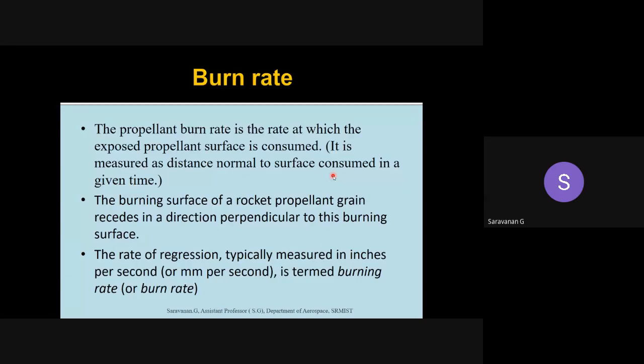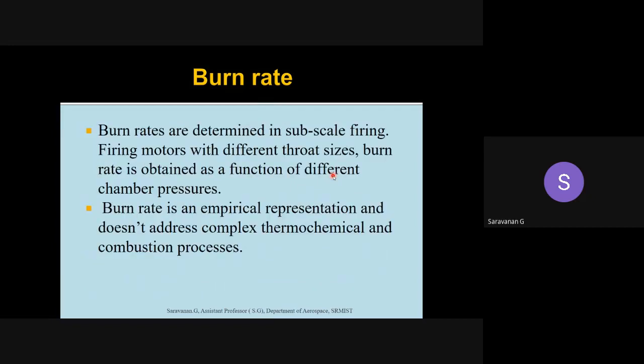The rate corresponding to the receding grain structure in a decreasing manner is known as the regression rate. Burning rate, or burn rate, is measured in millimeters per second, centimeters per second, or inches per second. So that is the basis of your burn rate. Burn rates are also determined in subscale firing.